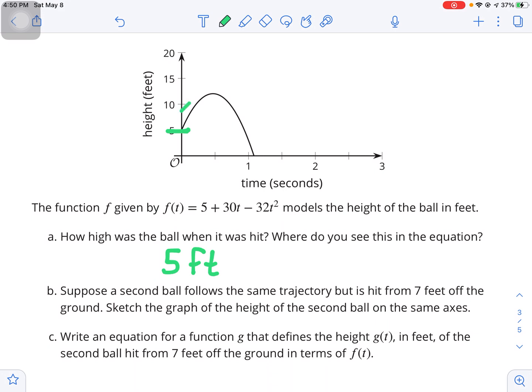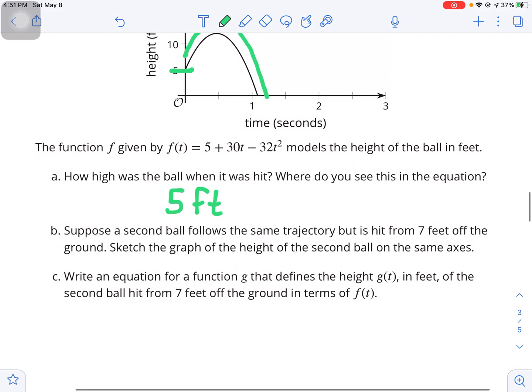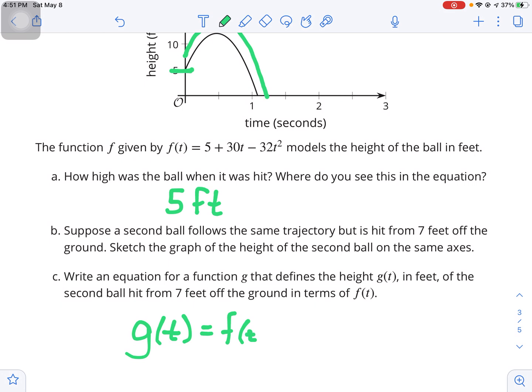So we'll just try and guess that 7. Whoops. And we're going to start here at 7 and go the same way. And then we want to write an equation for a function g that defines the height, g of t, in feet of the second ball hit from 7 feet off the ground in terms of f of t. So g of t then, we're adding 2 to the height, 2 to the y value. So we're just going to take f of t, that y value, and add 2.